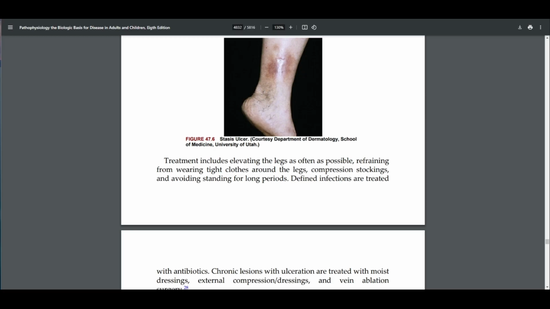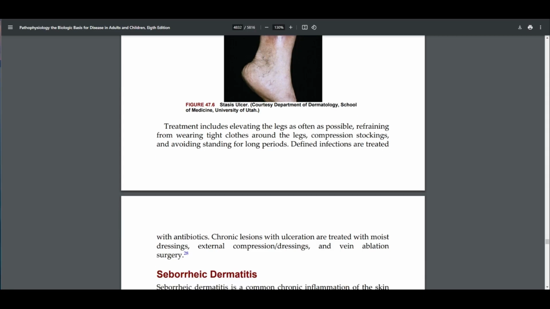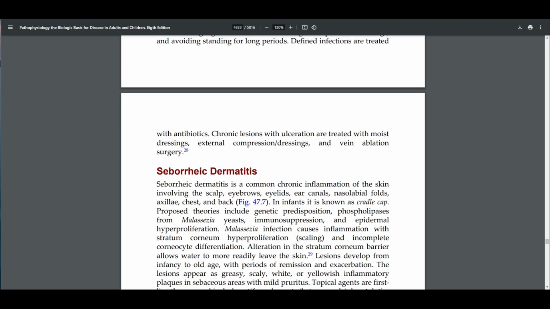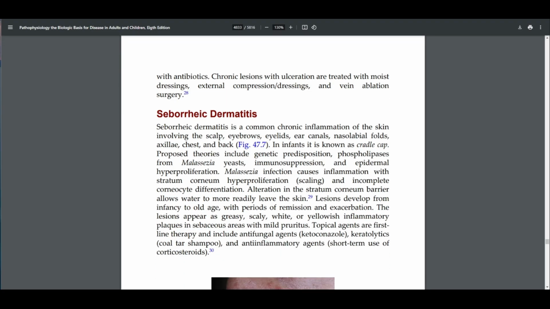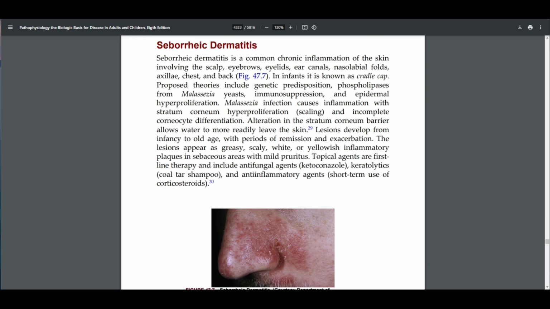Treatment includes elevating the legs as often as possible, refraining from wearing tight clothes around the legs, compression stockings, and avoiding standing for long periods. Defined infections are treated with antibiotics. Chronic lesions with ulcerations are treated with moist dressings, external compressions or dressings, and vein ablation surgeries. That leads us to seborrheic dermatitis.